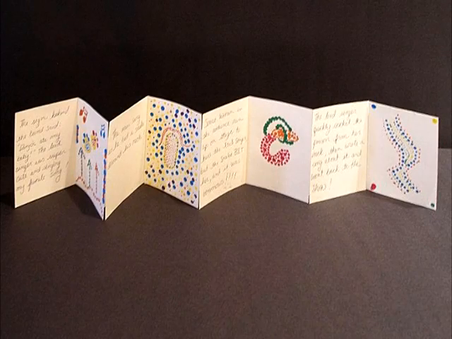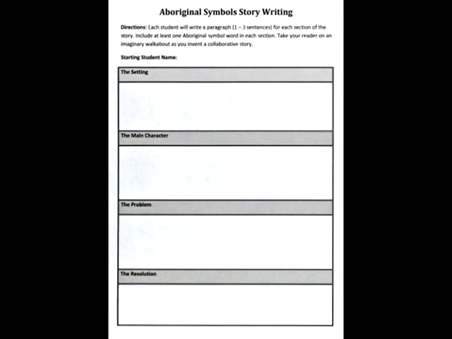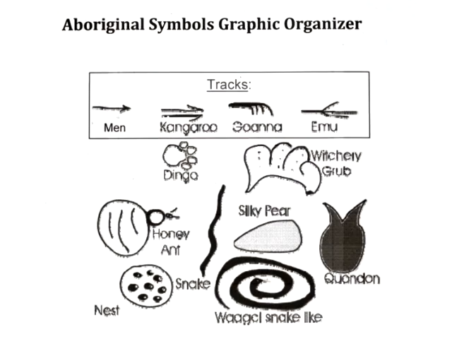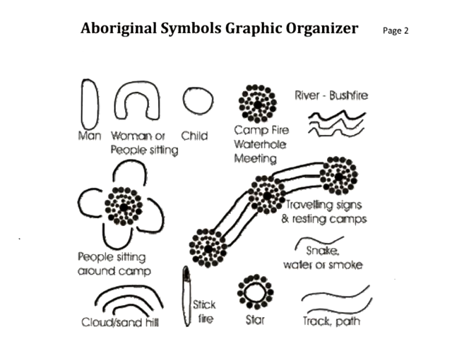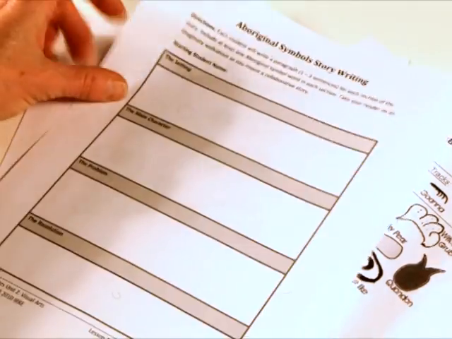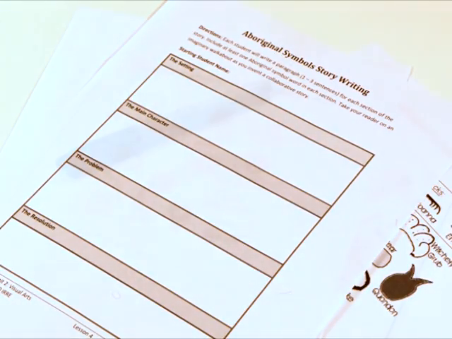In this project, 4 students work together collaboratively to write and illustrate a story. The first step is for them to write a story with themes that can be illustrated by Aboriginal symbols. Here are the symbols. Your lesson plan explains the process for writing a group story.